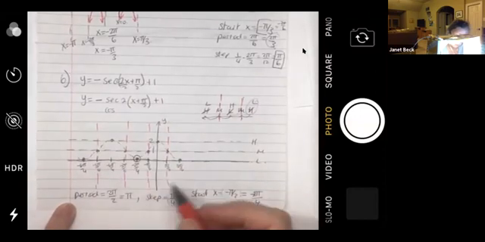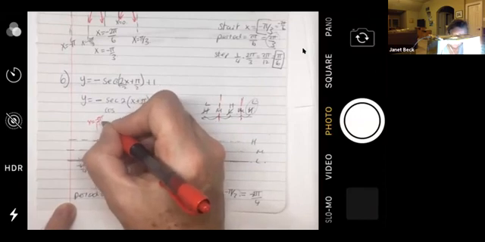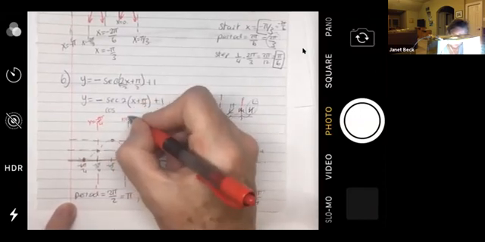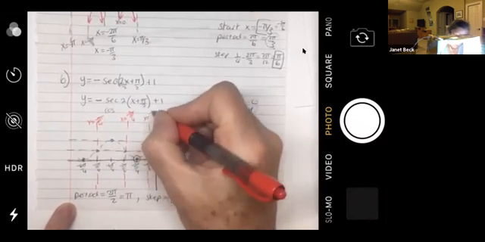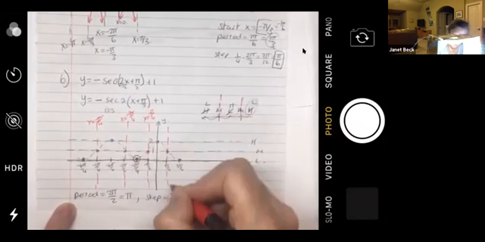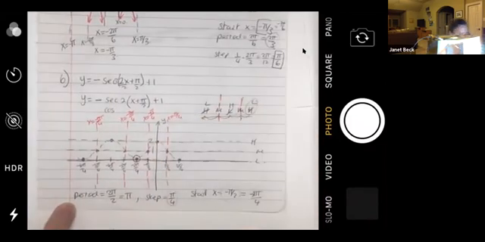This is at x is negative 5 pi by 4. This is at x is negative 3 pi by 4. This is at x is negative pi by 4. And this is x equals pi by 4. And then put your smiles and frowns on.